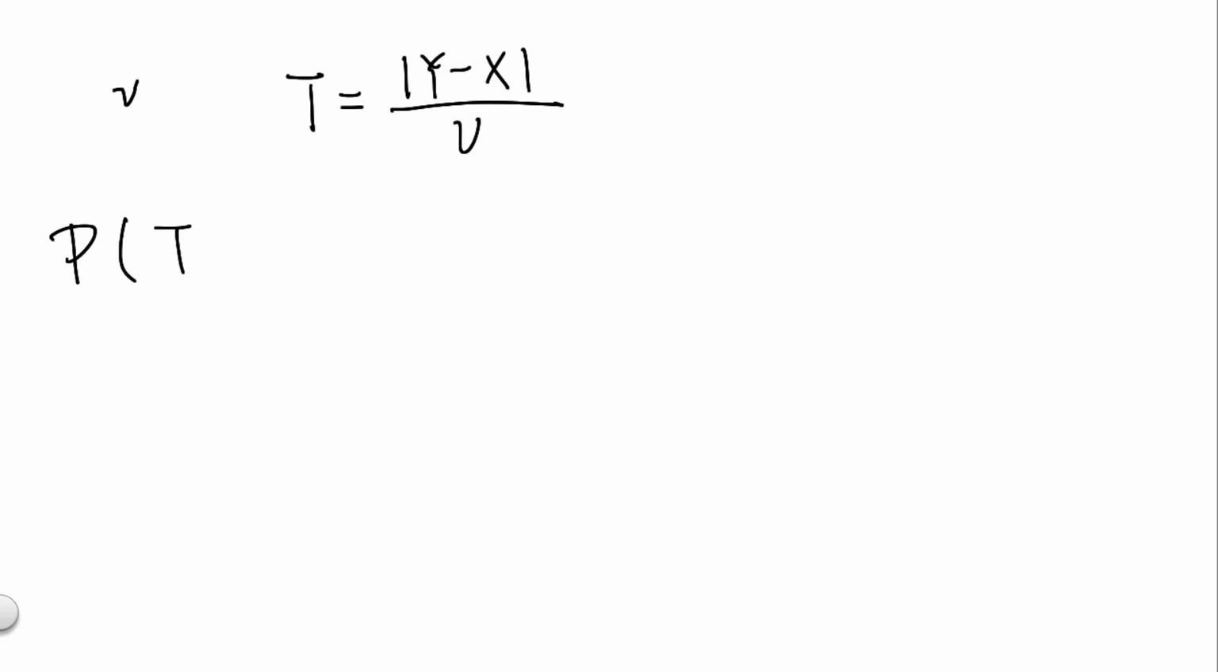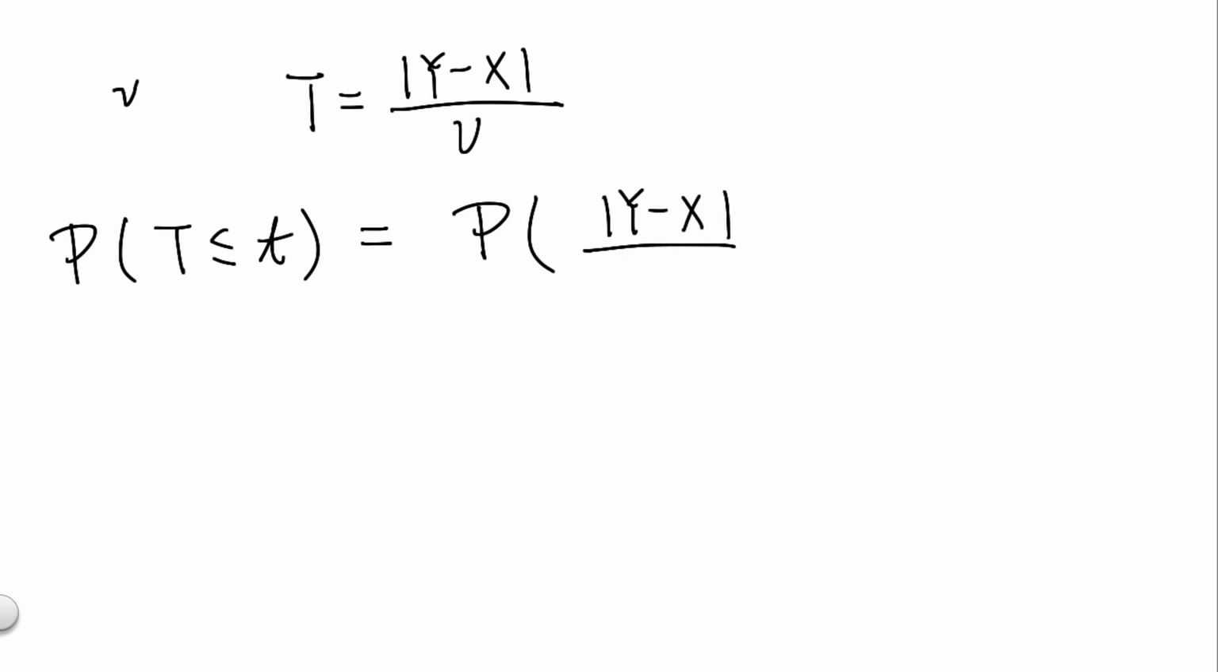Now to start, we'll express T as a function of X and Y. Since we know that the ambulance travels at a speed V units of distance per second, then we can write that big T is simply equal to the absolute value of Y minus X, the distance between X and Y, divided by the speed at which the ambulance is traveling, V. So now, the probability of T less than or equal to little t is equal to the probability that |Y minus X| divided by V is less than or equal to little t.